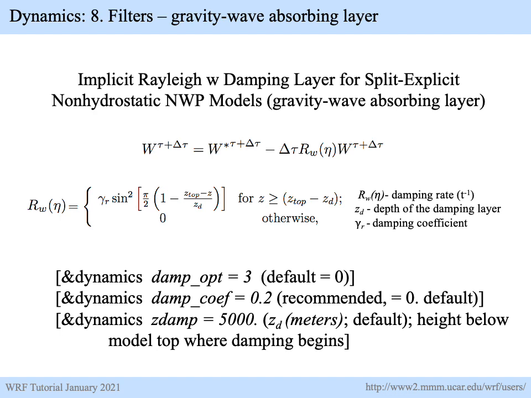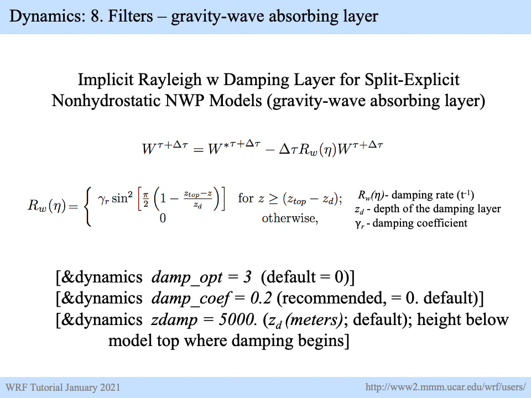This is off by default. And I would say that in real data applications, I would always turn it on. The damping option we're using is option 3, and that's the one that's described here because we think it's the best general purpose approach to damping gravity waves. You can look in the tech note to see what it actually does. The default damping coefficient is 0.2, and the height below the model top where it starts being activated is 5,000 meters. That's the default when you turn it on. So these are the parameters you can use and play with if you want to utilize that.